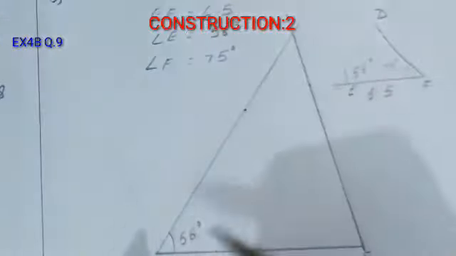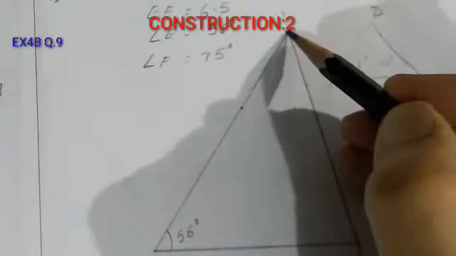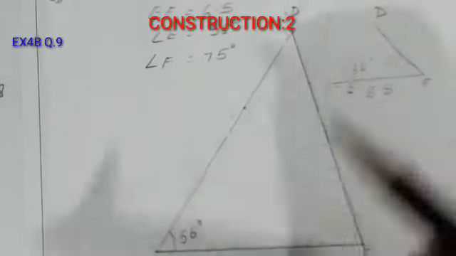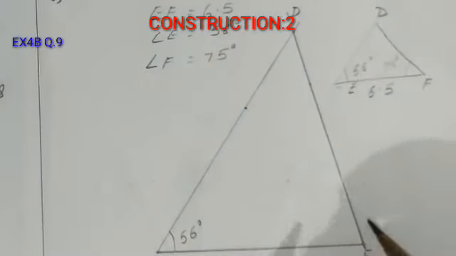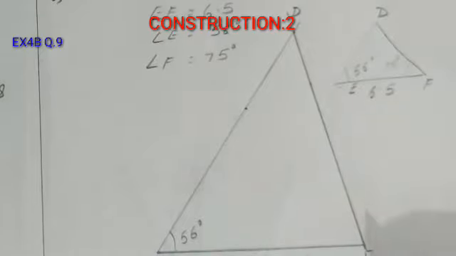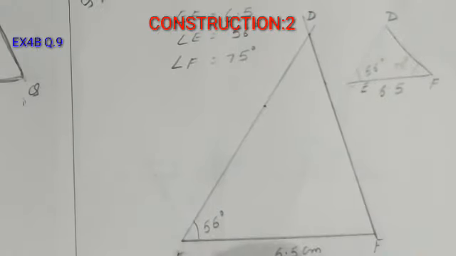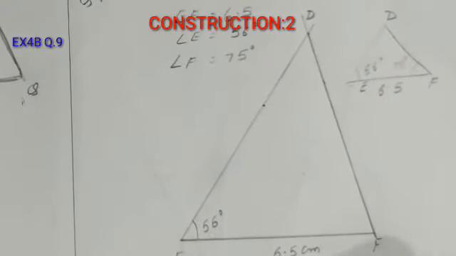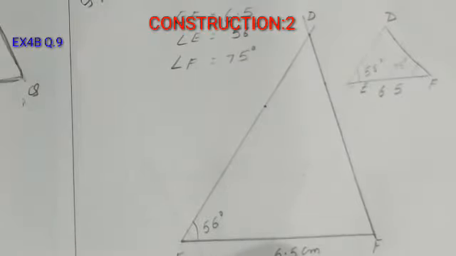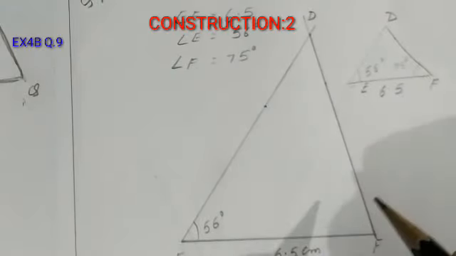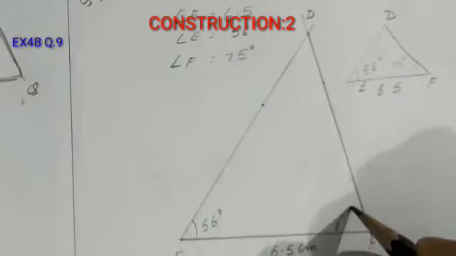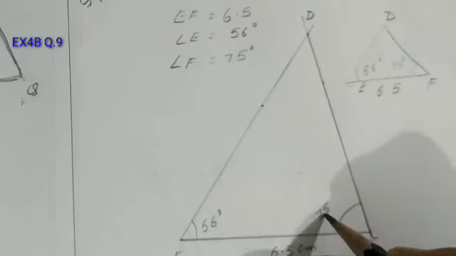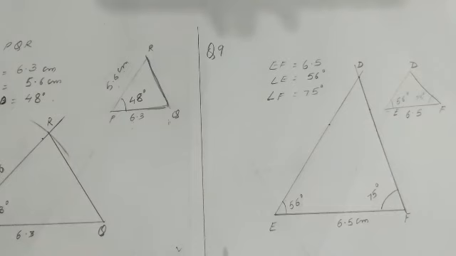And where the two lines meet, this point is D, vertex D. Yes, DEF is the required triangle in which EF equals 6.5 centimeter, angle E equals 56 degree and angle F equals 75 degree. Begin with this, I have explained you all the three types of constructions, taking two examples of each.